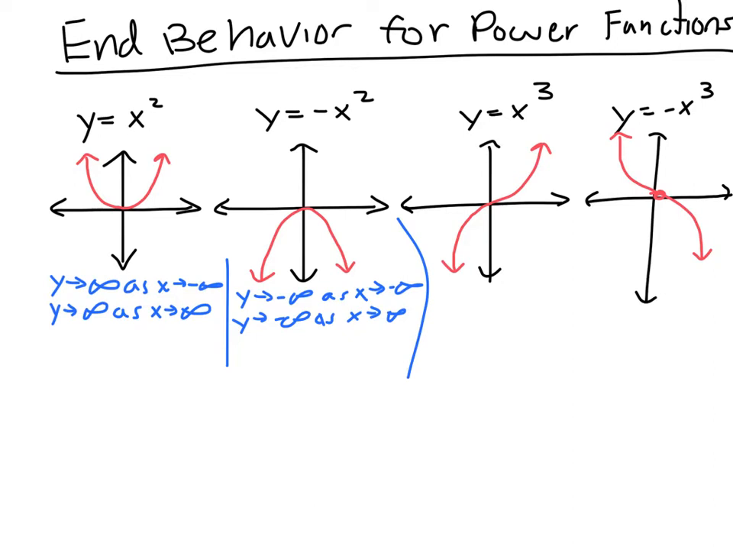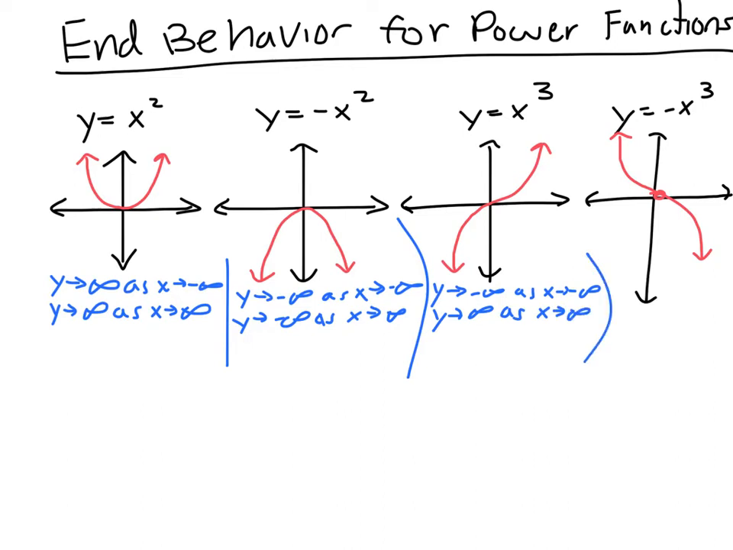Okay, let's do this one. Here, as x is going to negative infinity, what's y doing? y is going to negative infinity as well. So y goes to negative infinity as x goes to negative infinity. Then what happens when x goes to positive infinity? y also goes to positive infinity. y is going up. So y goes to infinity as x goes to infinity.